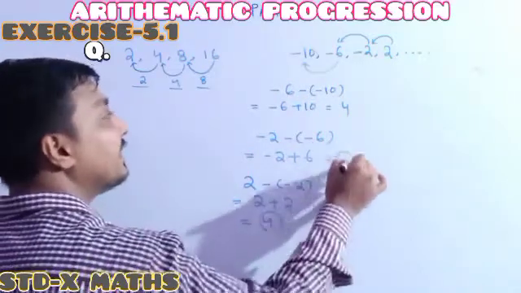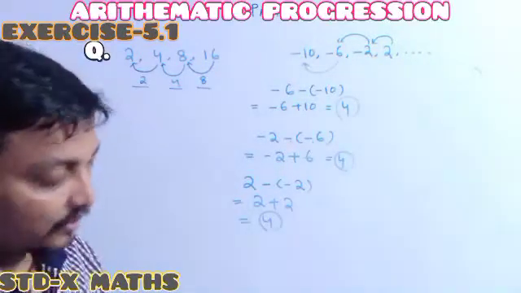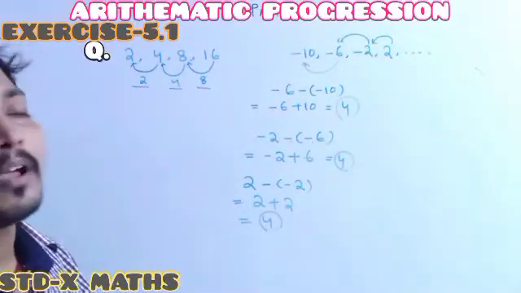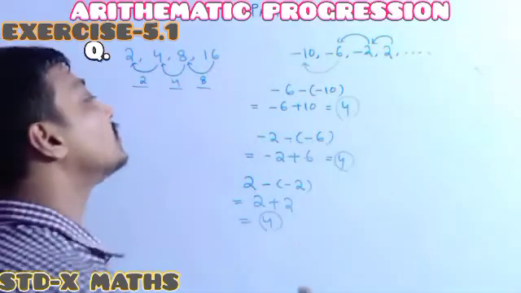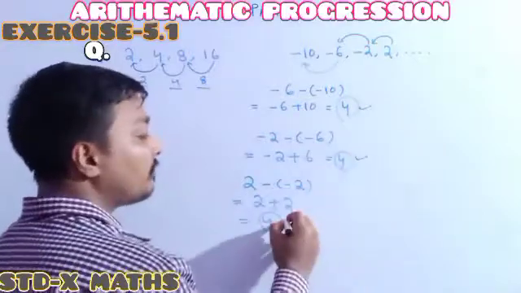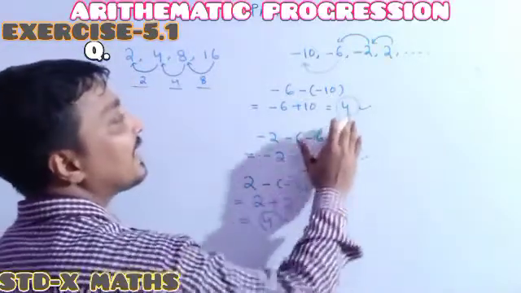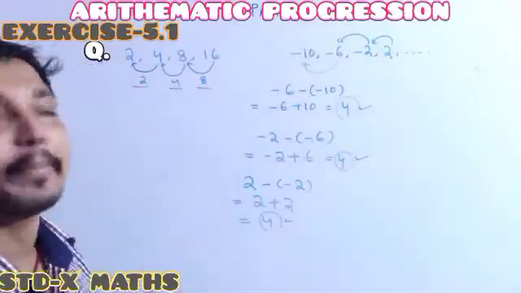So it is confirmed that the list of numbers is already in the AP, because everywhere we have checked the difference between two consecutive terms by subtracting the previous term from the next term. Always we are getting 4, for which, 100%, the list of numbers is in the AP.